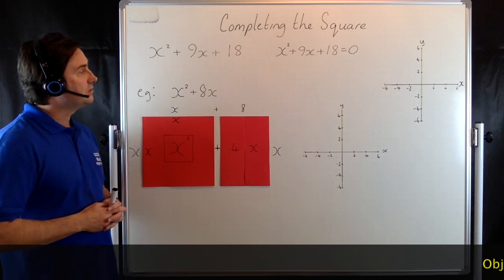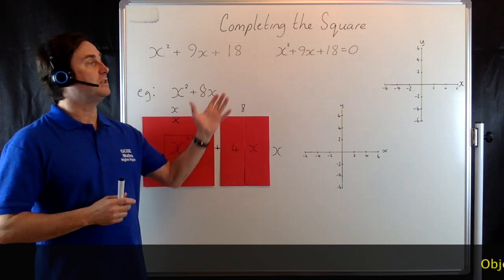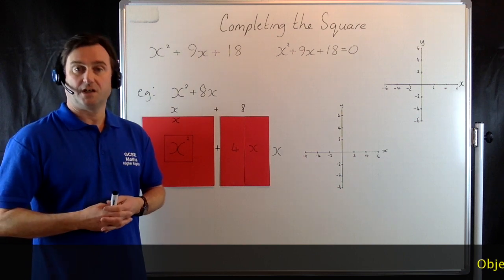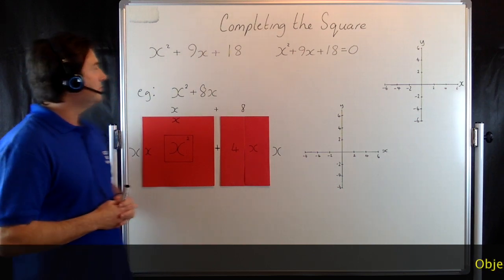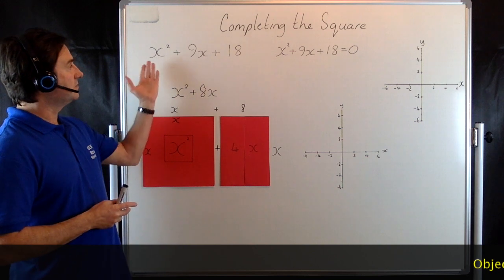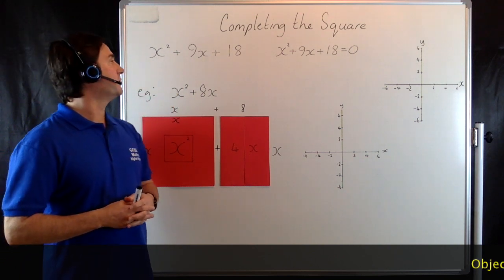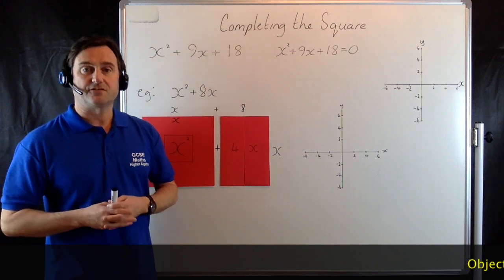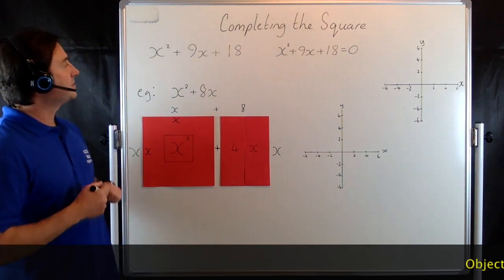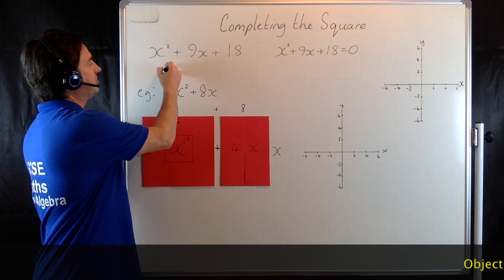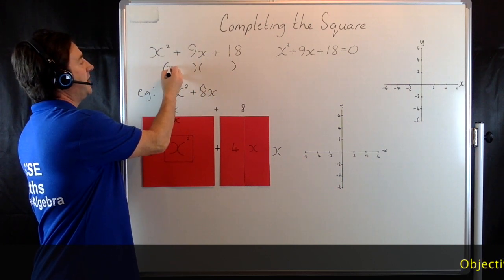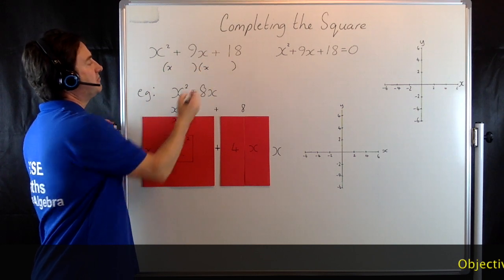And I also want to look at how we can use completing the square to actually sketch a curve of the equation. So let's have a look first of all. I've got an expression up the top here, x squared plus 9x plus 18. If I was to ask you to factorise that, it's a quadratic expression, it's going to be in two brackets, and we're going to have x and x in the brackets.